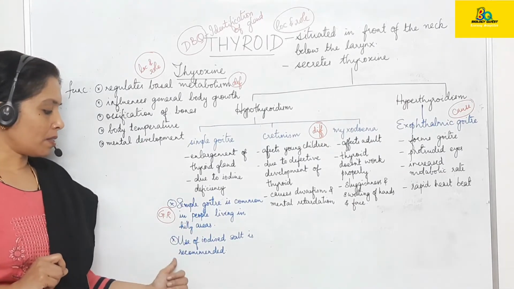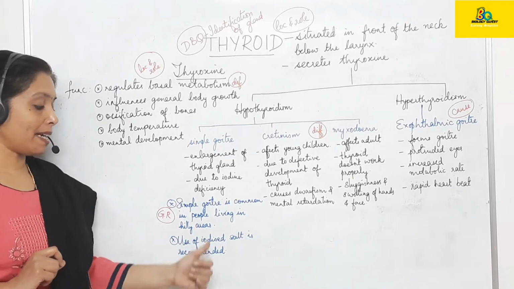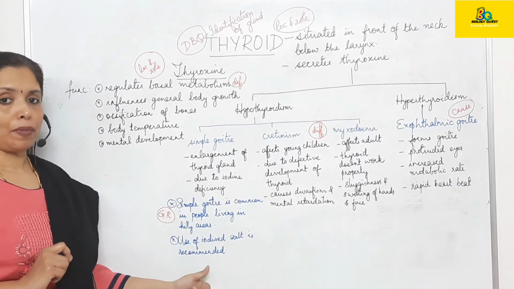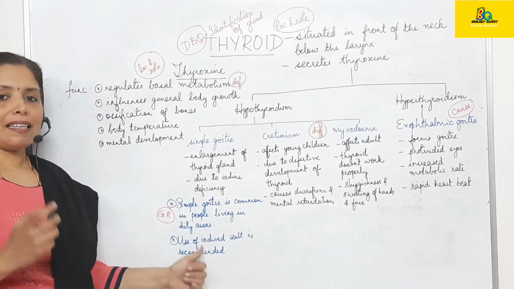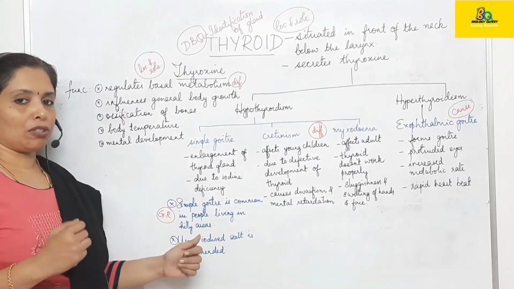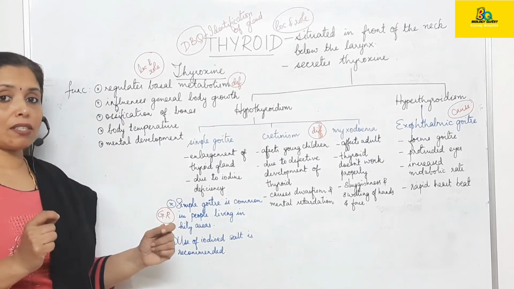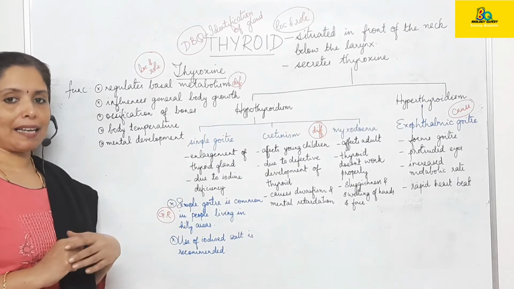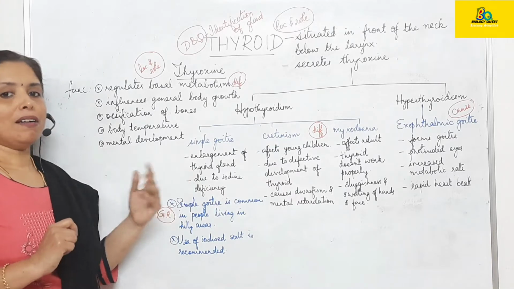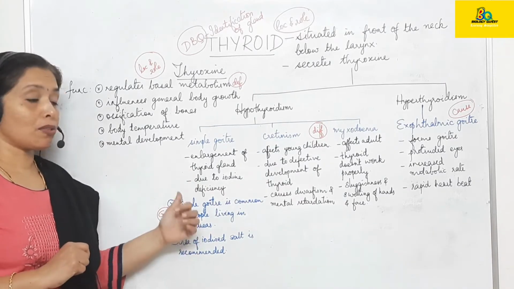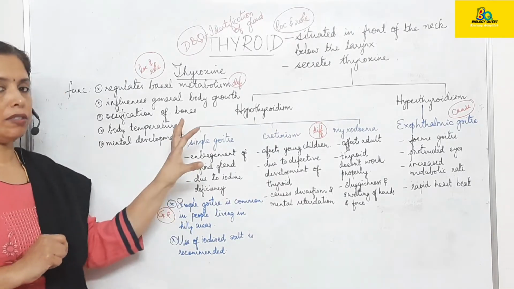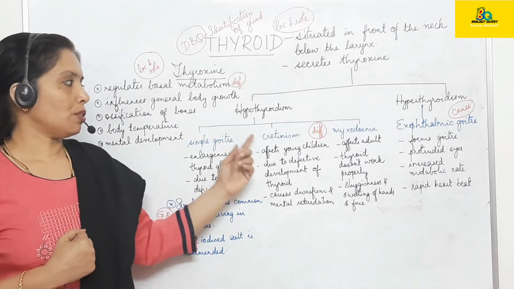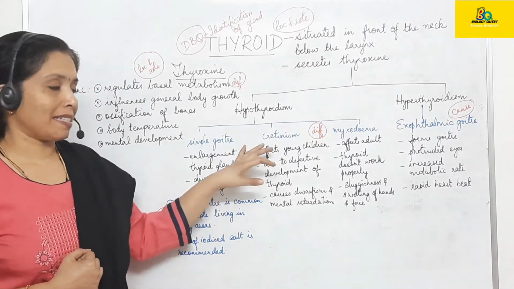The second reason you can expect is: use of iodized salt is recommended. Again, the answer is iodine is necessary for the formation of thyroxine. If there is a deficiency of thyroxine, it will result in the enlargement of the thyroid gland, resulting in simple goiter. So two reasons you can expect from that small topic. The second condition due to hypothyroidism is cretinism.